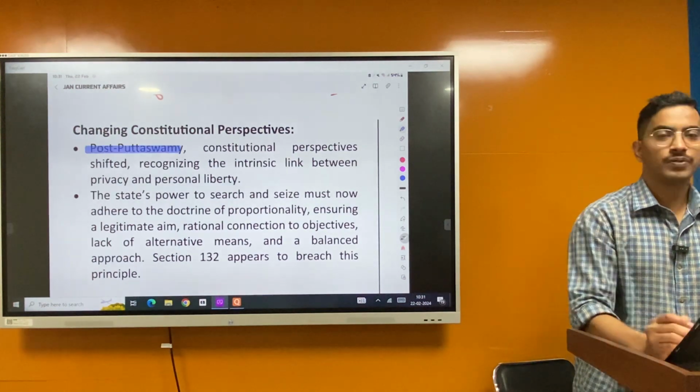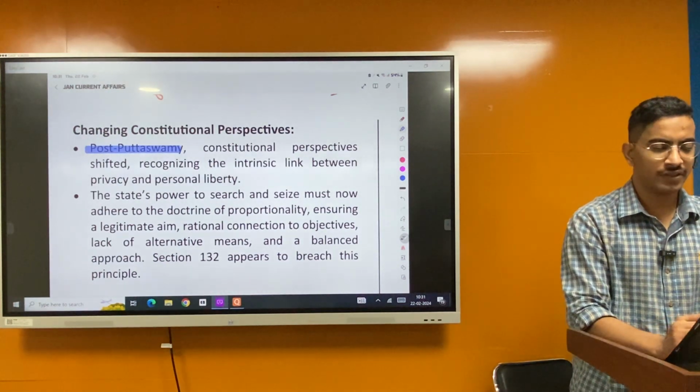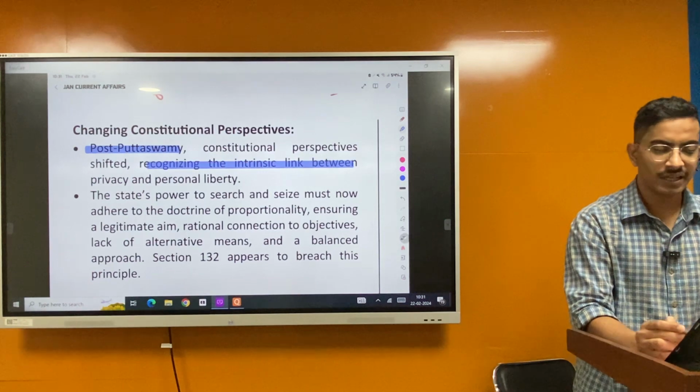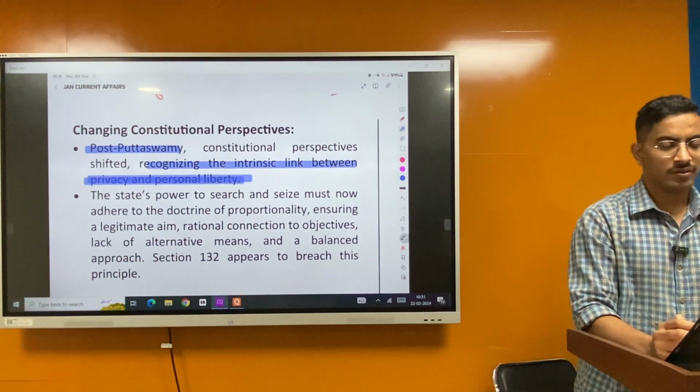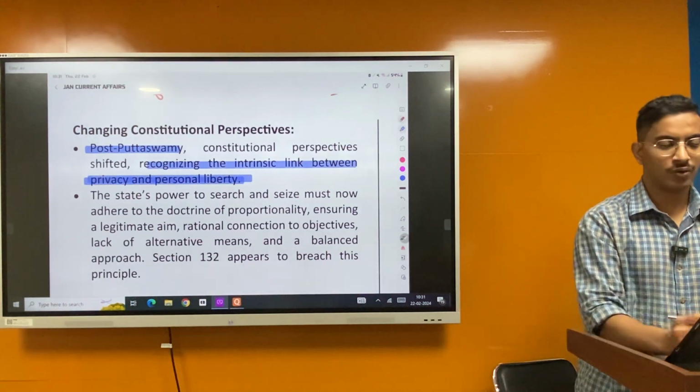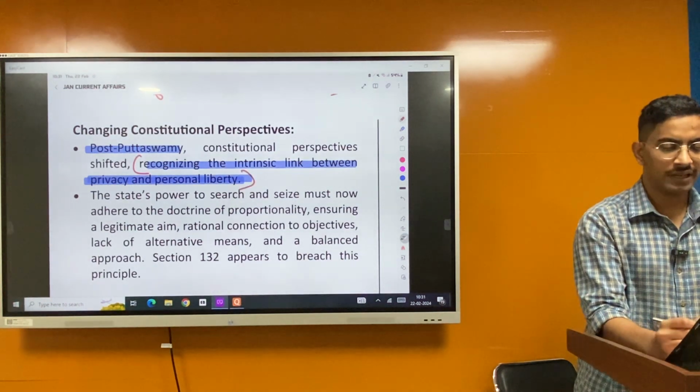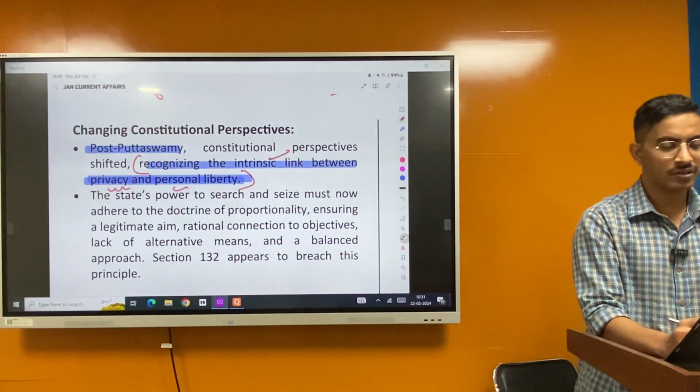See this, post Puttaswamy, the constitutional perspective shifted, recognizing the intrinsic link between privacy and personal liberty. So this is what the court recognized. There is a link between privacy and personal liberty.